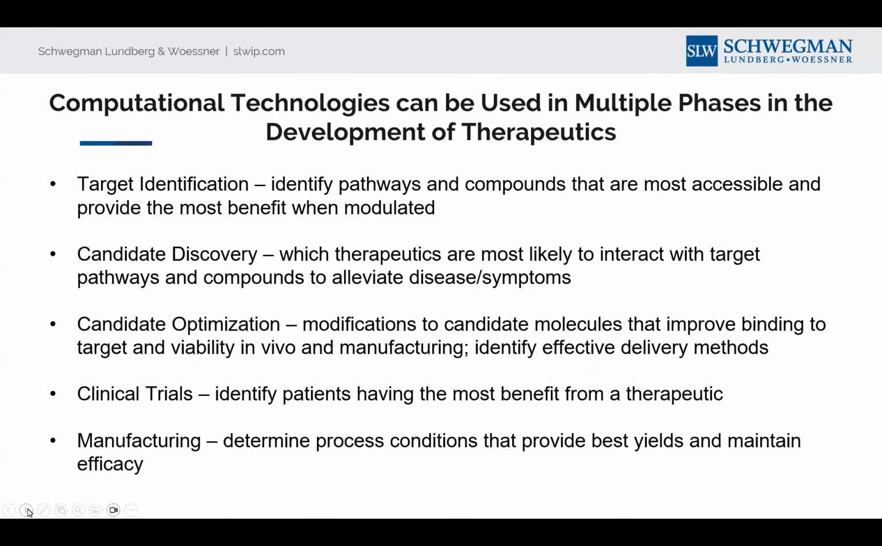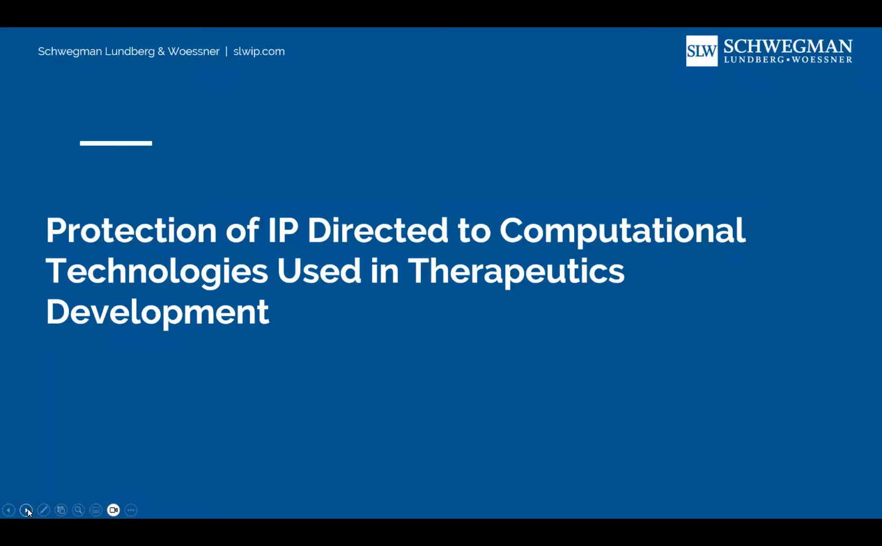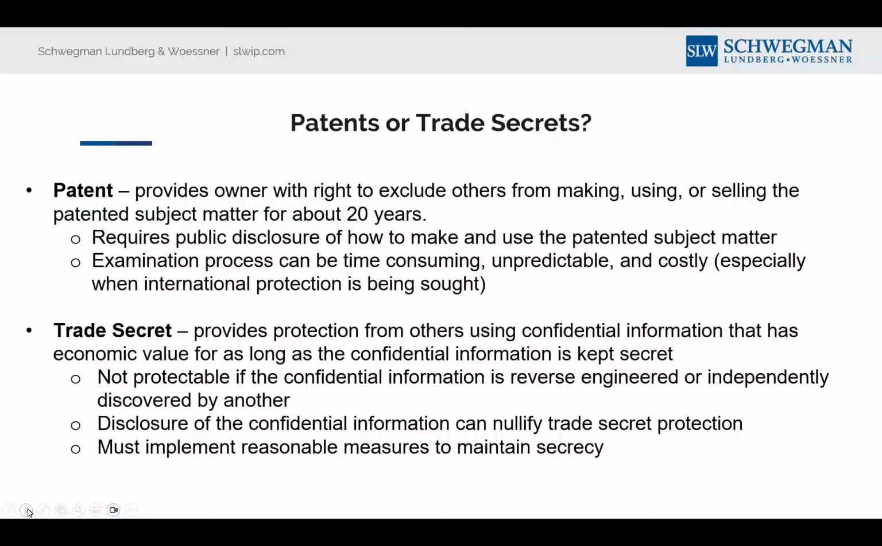So next slide, please, Michelle. Thanks. So now we'll look at different ways that these computational technologies can be protected. Next slide, please. So patents or trade secrets.